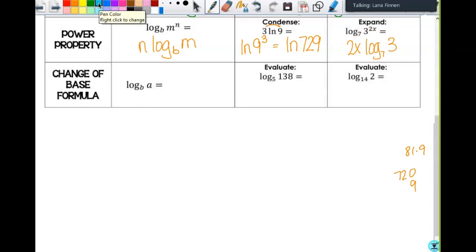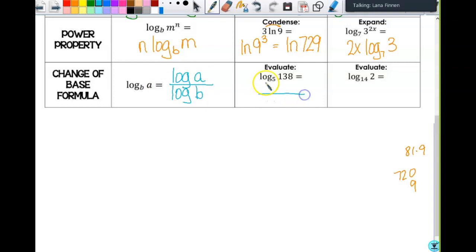Change of base formula we talked about yesterday, but I wanted it on here so you have everything all in one spot. This is different than the quotient one, because the quotient one is 1 log and you have a fraction. This becomes a fraction with a log in the numerator and a log in the denominator. So it's a completely different thing. These are both base 10. Then the base goes on the bottom and the other one goes on top. So it's super easy to do.